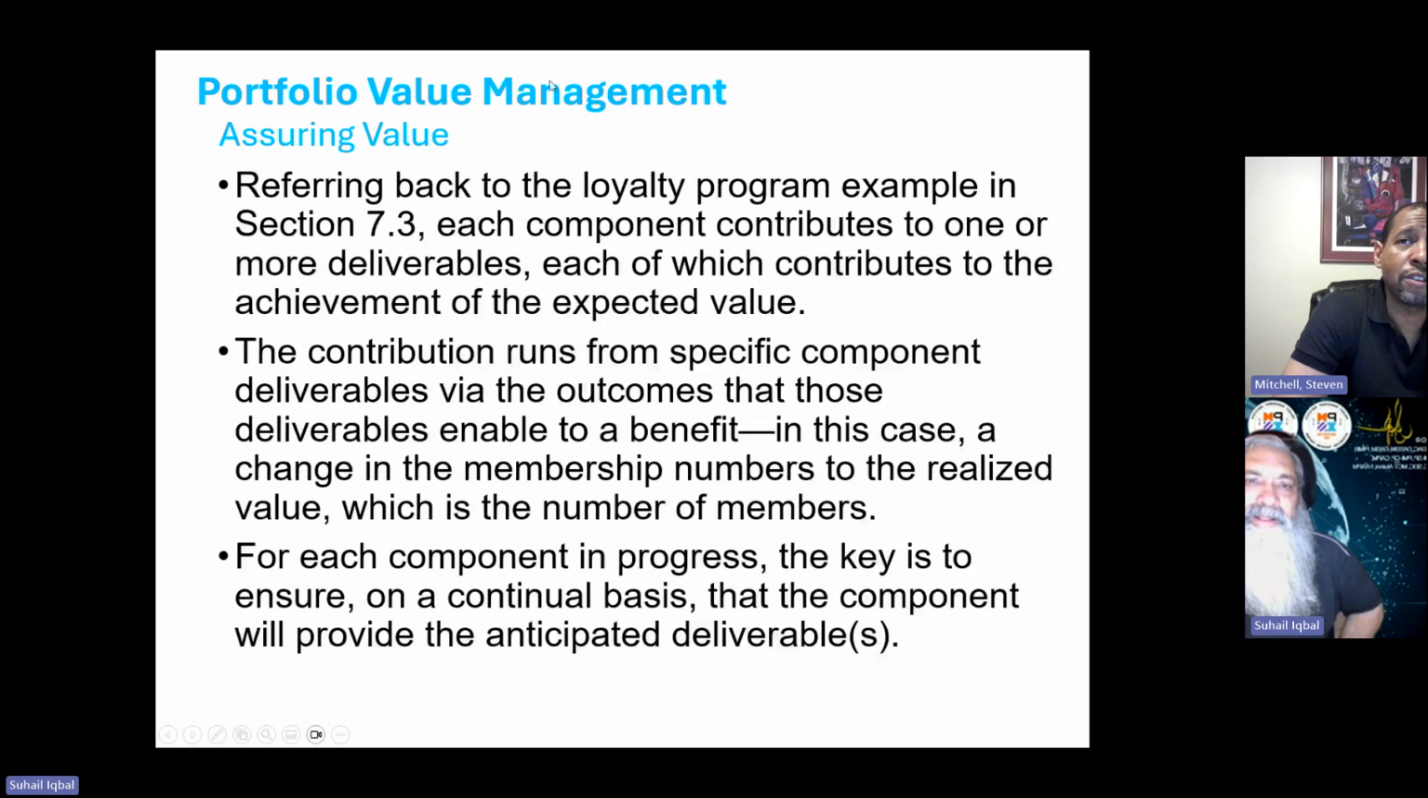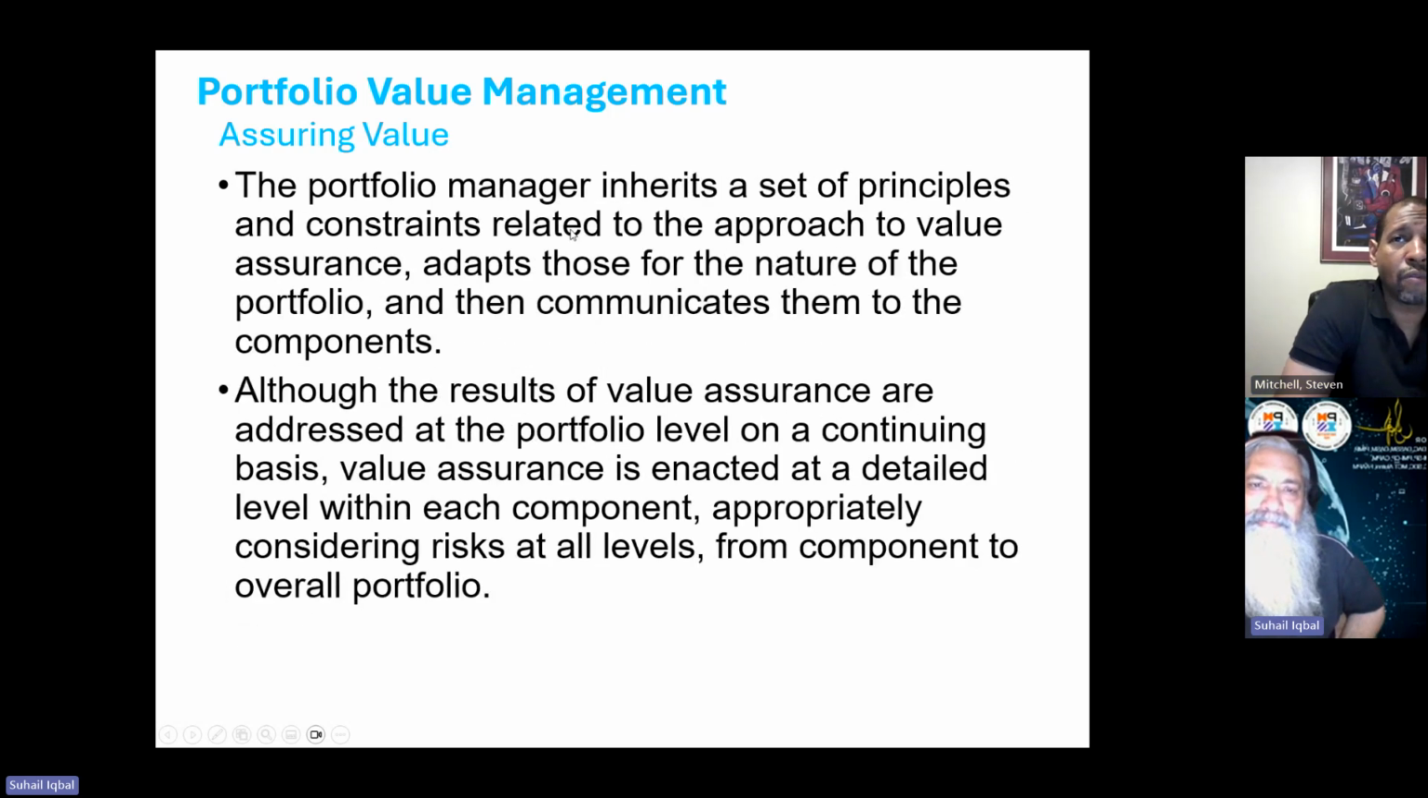So this is the only example so far where the portfolio is the sum of the components when we talk about value, not the other areas. But yes, of course, because it is translating deliverables into benefits, and then into value.